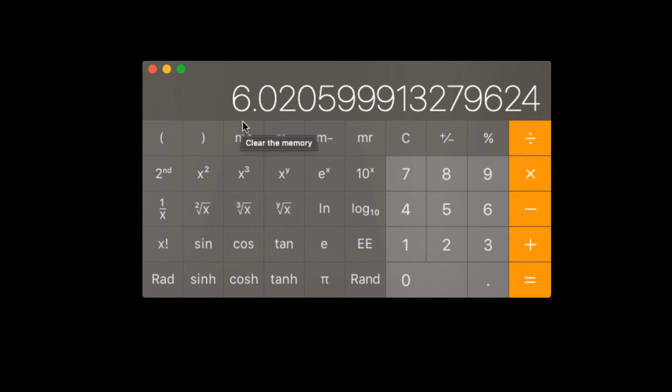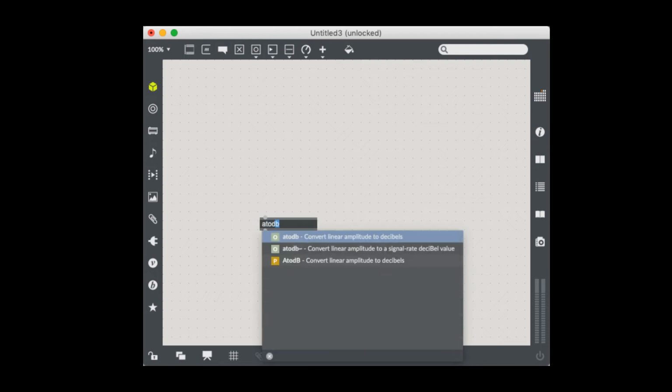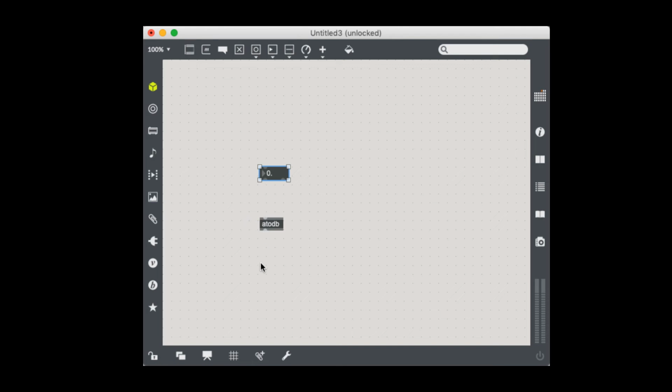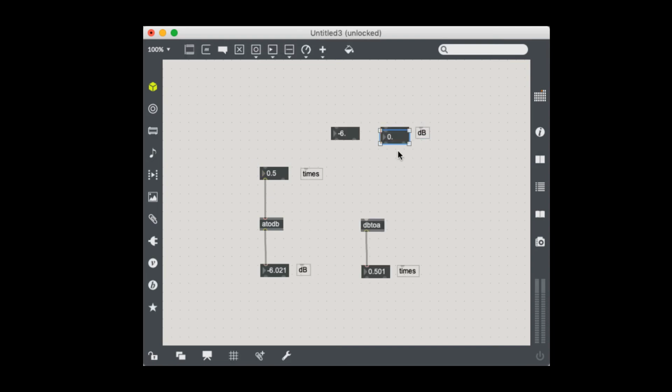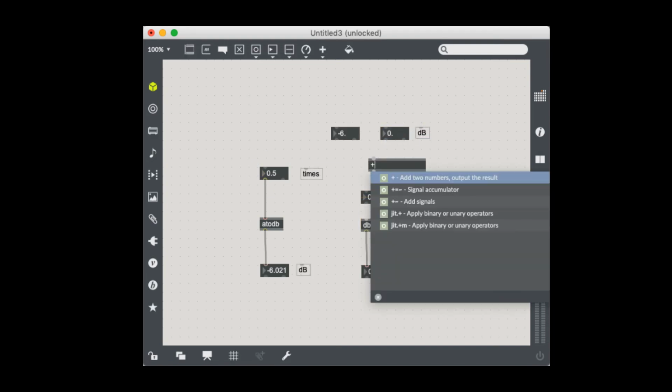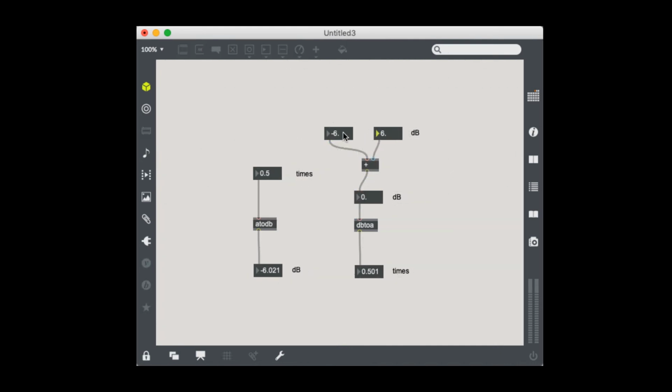You don't really need to worry too much about the maths, because computers are good at maths. In Max, we can do the same calculation using the A to dB object. There's a partner object called dB to A. Notice how -6 is equal to about 0.5. The useful thing about dBs is that each stage of gain in a system can be added or subtracted to provide the overall gain of the system.